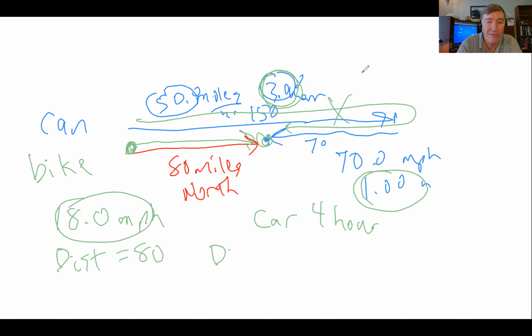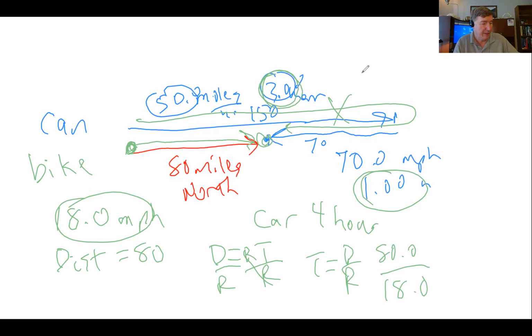So if we take everybody's favorite equation, d = rt, and solve that for time, let's divide both sides by r. So time then equals d divided by r. And so the distance is 80.0. The rate, which is the velocity, is 18.0. So that tells me the time that it took. So 80 divided by 18. So I get 4.444 hours.